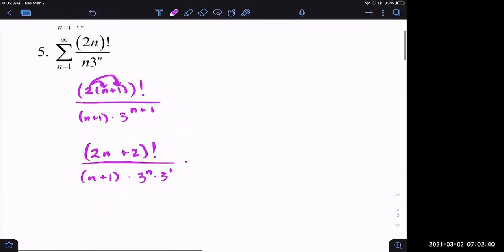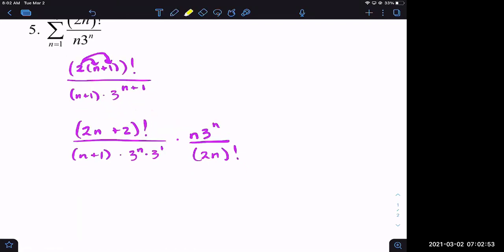And then you divide it by the original term. But when you divide by a fraction, you flip and multiply. So it becomes n times 3 to the n over (2n) factorial. So let's deal with these factorials first. This one and this one.